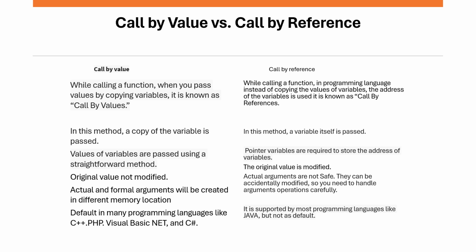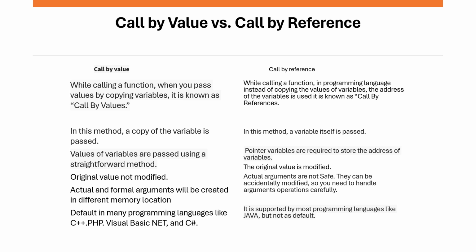Next, in call by value, the original value is not modified. There are no changes in the original value, but here the original values will be changed because we are calling the address of the variable. Next, in call by value, actual and formal arguments will be created in different memory locations. Then in call by reference, actual arguments are not safe. They can be accidentally modified, so you need to handle argument operations carefully.